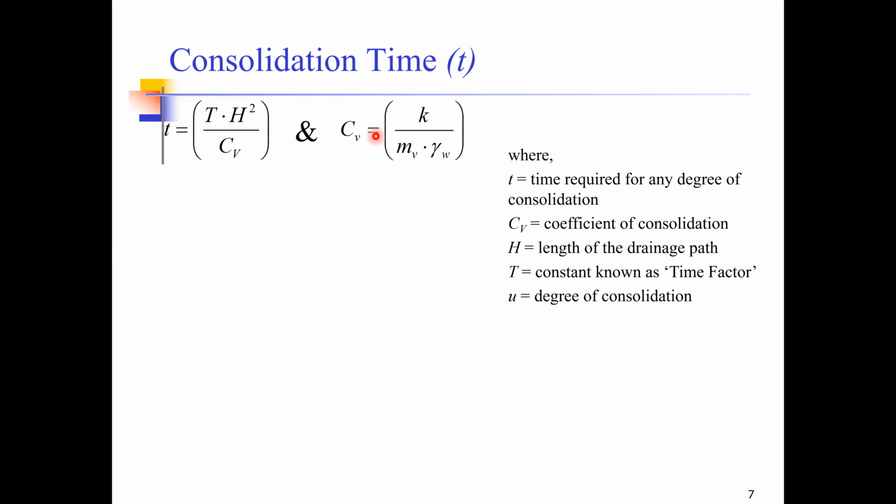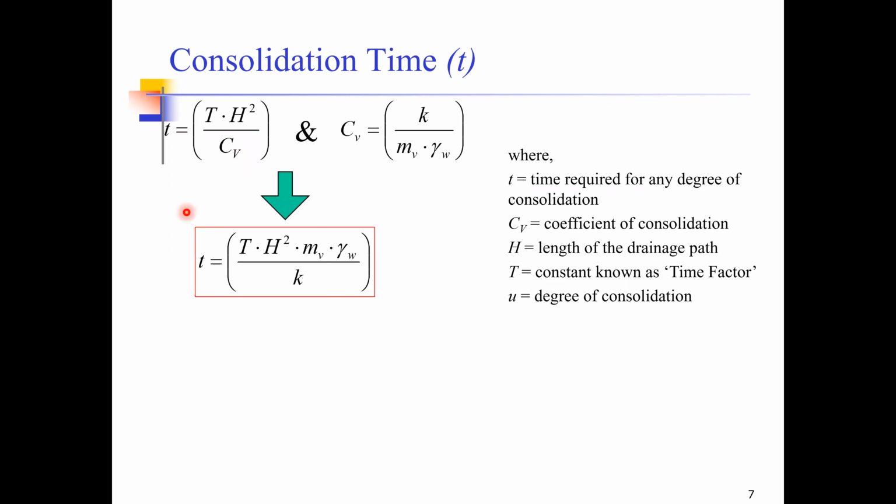Now, in this expression, K is the coefficient of permeability, m_v is the coefficient of compressibility, and gamma_w represents the unit weight of water. So we'll talk more about this equation later on. What we can do is replace the value of c_v into this equation, and we'll come up with one comprehensive equation for consolidation time.